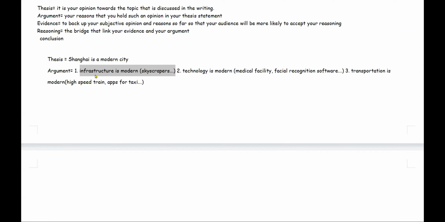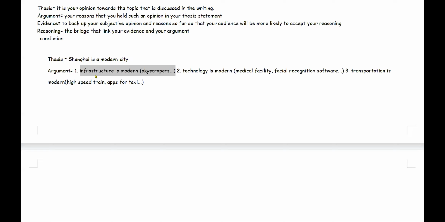How? Say, like, skyscrapers. To build skyscrapers, you need a lot of architectural knowledge, and that just shows that the city is very developed because they're able to build. They have the resources, they have the knowledge, they have the ability to build such advanced structures.